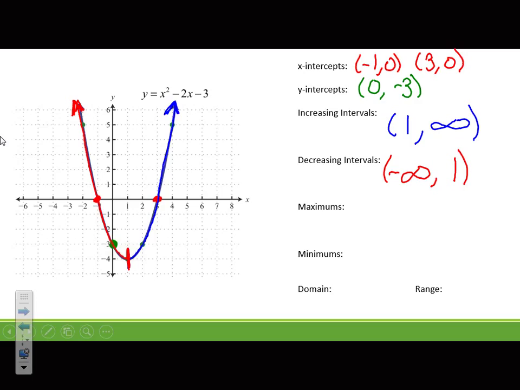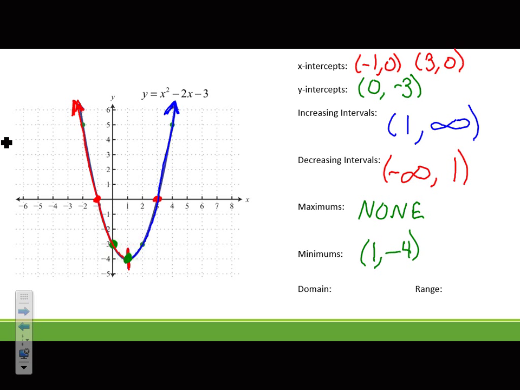Now, maximum. If we look at this one, there's no particular max point, so we're just going to write none. But our minimum is going to be right here at the bottom, our lowest point in our graph, and that point is (1, -4).